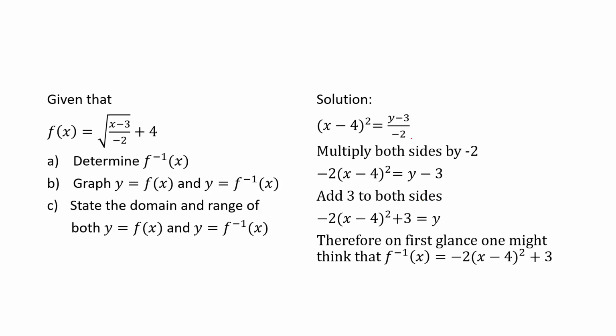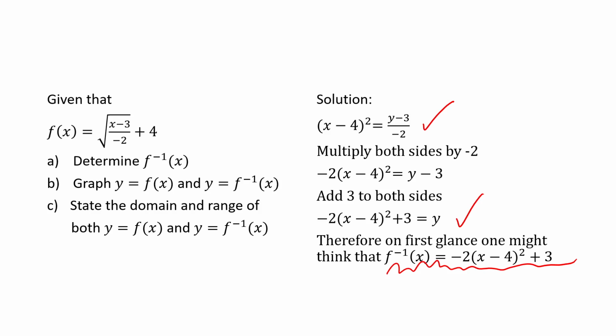When you square both sides, you get x minus 4 quantity squared equaling y minus 3 over negative 2. Multiply both sides by negative 2 and add 3 to both sides, and you're going to get negative 2 times x minus 4 quantity squared plus 3 is equal to y. Now, you might think on first glance that f inverse of x is equal to negative 2 times x minus 4 quantity squared plus 3.